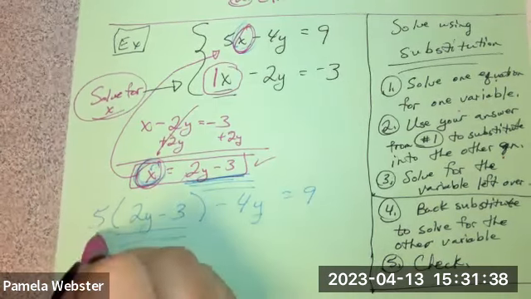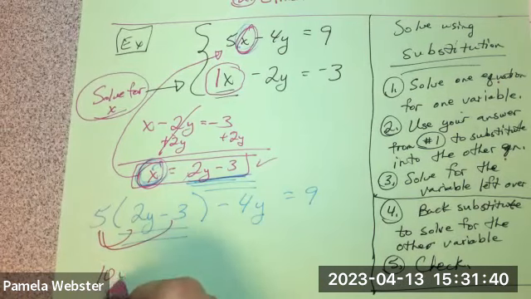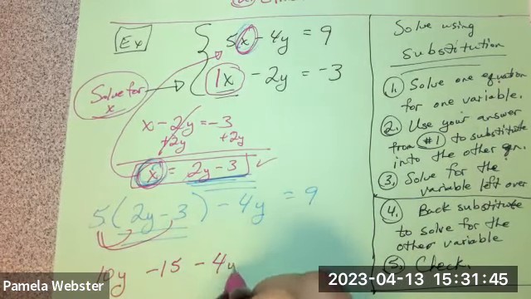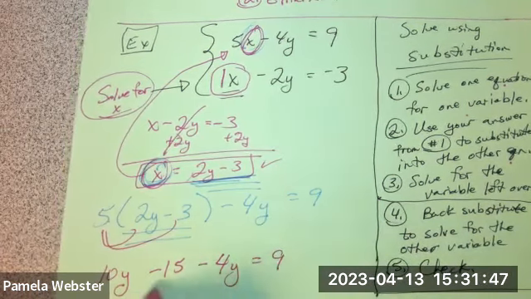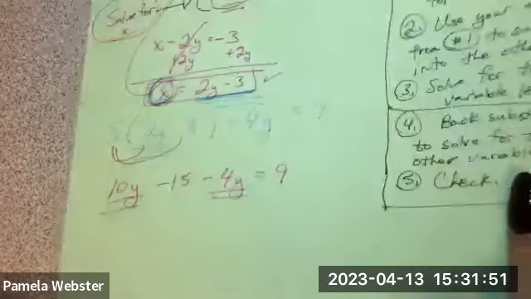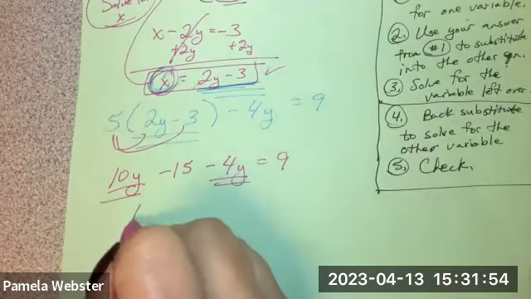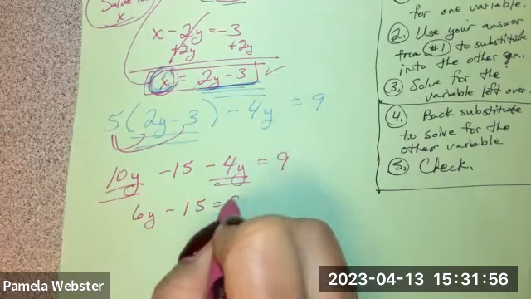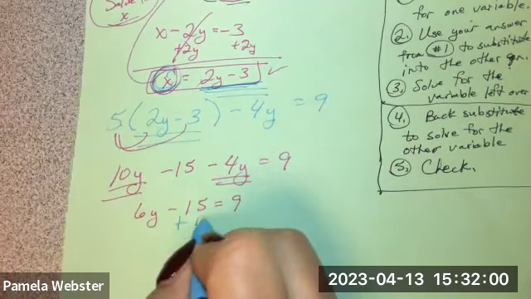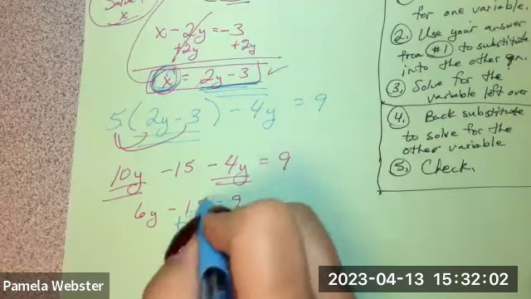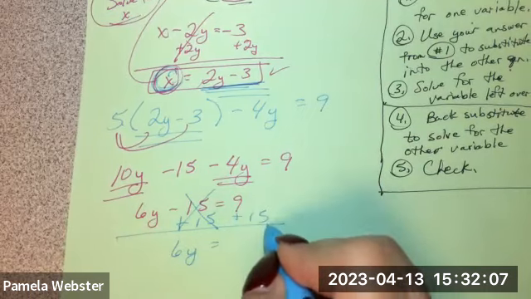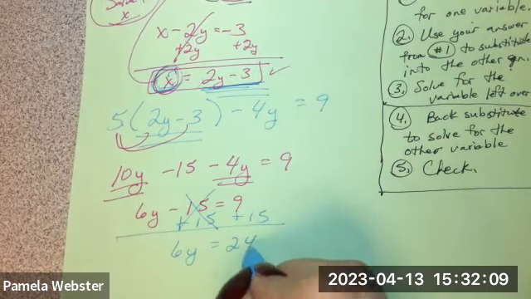Now what? Now multiply that 5 through. I've got 10y minus 15 minus 4y equals 9. This is going to be 10y minus 4y. That's 6y, right? Minus 15 equals 9. I've got to get rid of that -15. I'm going to add 15 to both sides. That's going to go away. 6y equals 9 plus 15 is 24.